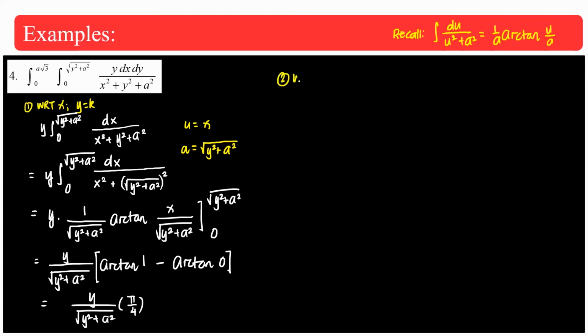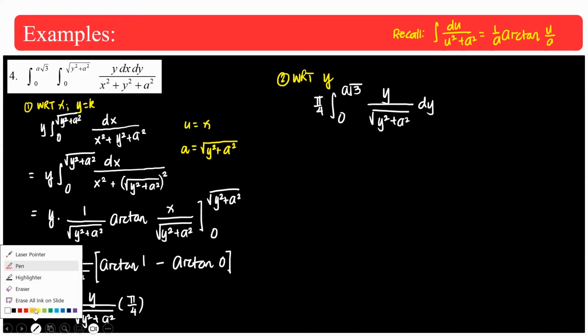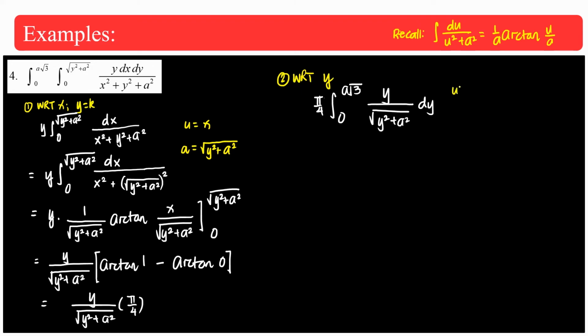For our second integration, it's with respect to y. So I'll just copy. The pi over 4 is constant. I'll just bring it out, from 0 up to a square root of 3. And then I'll place in here the y over the square root of y squared plus a squared dy. So in this case, you can see that the denominator is a bit more complicated. So let's just assume u to be y squared plus a squared, and then n is negative 1/2. Let's assume this is power. Let's see if it works. The du would be 2y dy.